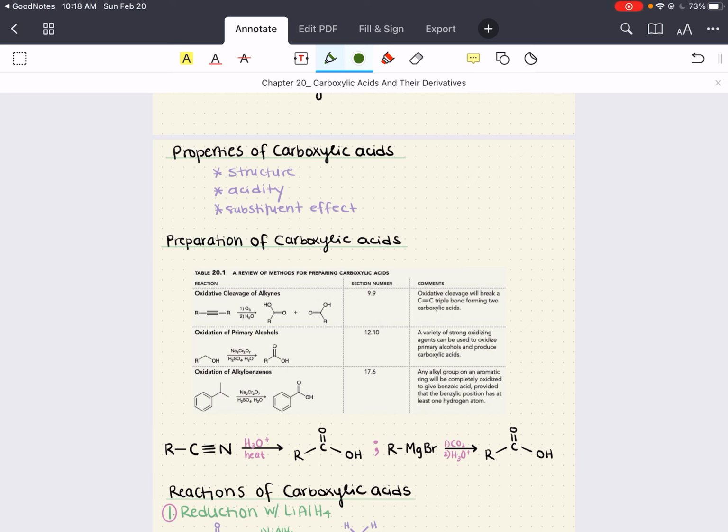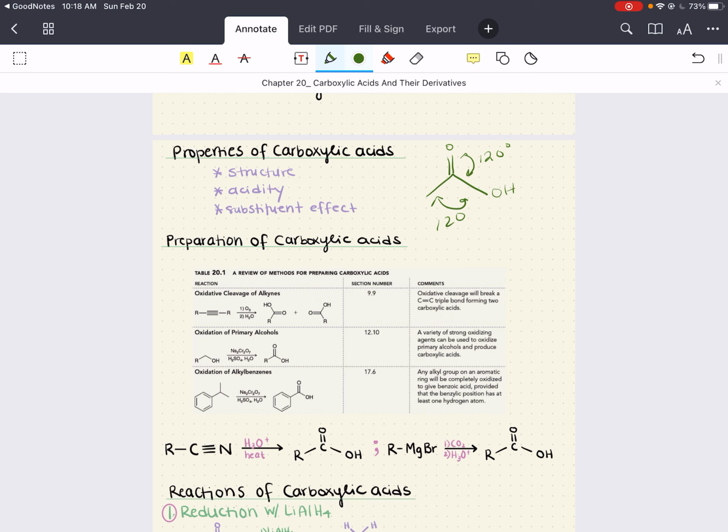Now, as for the structure, the carbon atom of the carboxylic acid group is sp2 hybridized. And you can guess it because it has a double bond to it. All right, and therefore it exhibits trigonal planar geometry and it has bond angles of nearly 120 degrees. All right, now as for the acidity, carboxylic acids exhibit mildly acidic protons, and the pKa of these carboxylic acids is anywhere between 4 and 5, somewhere in that range.